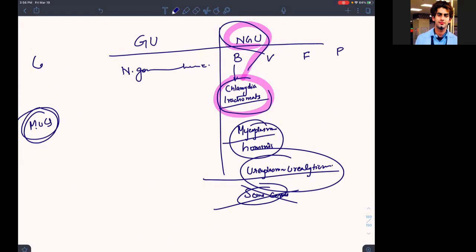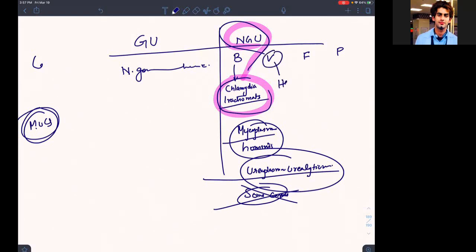Sometimes the gonococcal infection has those L forms, so you don't need to go into that detail. Just remember Chlamydia trachomatis, Ureaplasma urealyticum and Mycoplasma hominis cause non-gonococcal urethritis. But if you think at any time that he has non-gonococcal urethritis, think that it should be Chlamydia trachomatis. Easy. Now, which viruses can cause non-gonococcal urethritis?